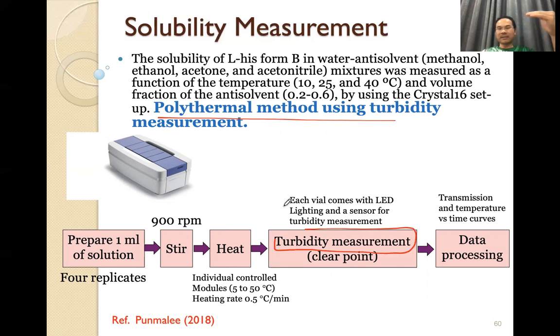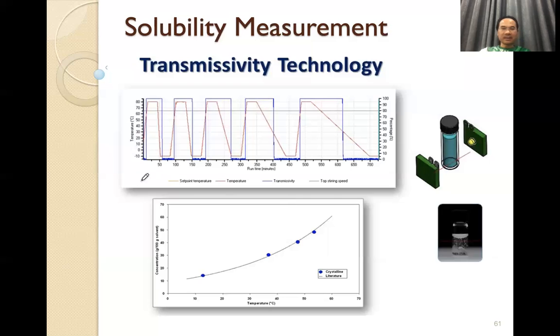You increase the temperature, and during the increase you have to measure the turbidity. After you increase the temperature, solid will dissolve until all of the solid dissolves. That point is the solubility. At that point, you have to determine the temperature at which all the solid has dissolved. So we call that the solubility. Right, that is the technique. For this case, the turbidity means transmissivity measurement. If it is 100% transmittance, that means there is no solid in the solution.